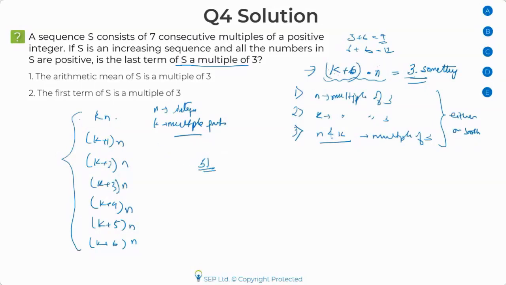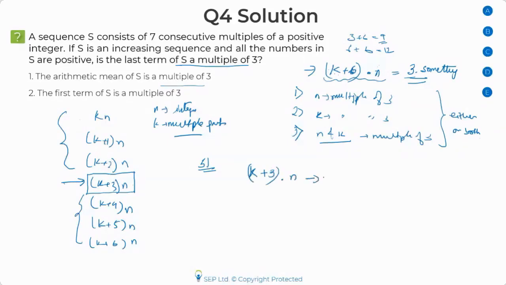Okay, so the first statement is that the arithmetic mean of S is a multiple of 3. Now, the arithmetic mean in this case, since these are multiples, is the middle number because there are 7 numbers. So the arithmetic mean usually lies in the middle, which is k plus 3n. And those of you who added it up and got the answer, you would have got the same answer. But keep in mind, if they are consecutive multiples or if they're in AP constant form, then the middle number actually turns out to be the median. So I can infer that k plus 3 times n is a multiple of 3.